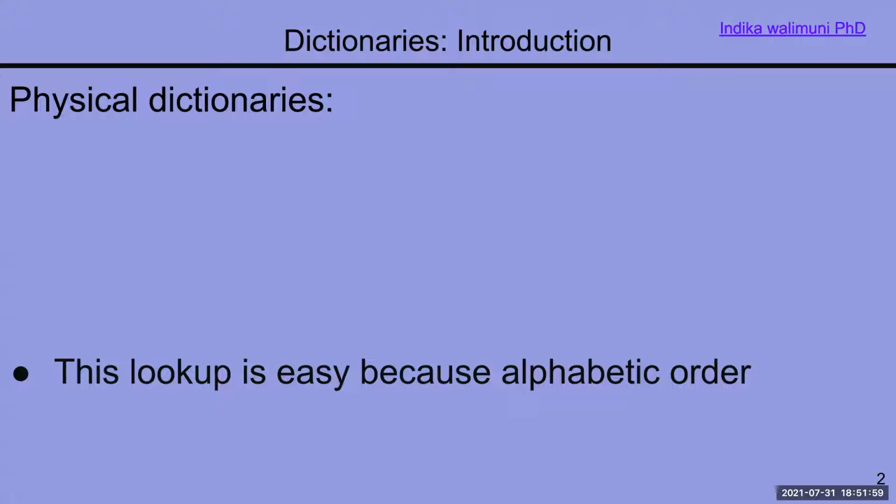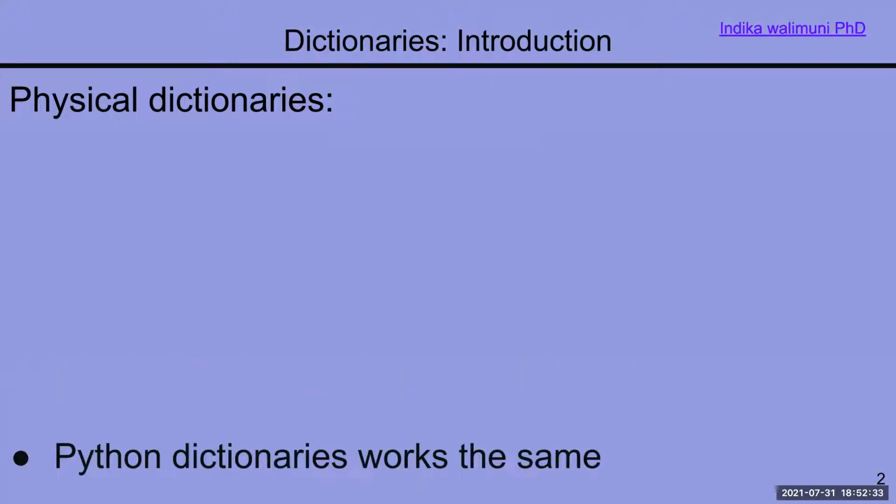The physical structure of the dictionary book is also designed in such a way that one can easily find that word. For example, the letters are marked on the side of the book, and there's a really good contents page, and you can simply follow the alphabetical ordering of the keys. So Python dictionaries work the same.